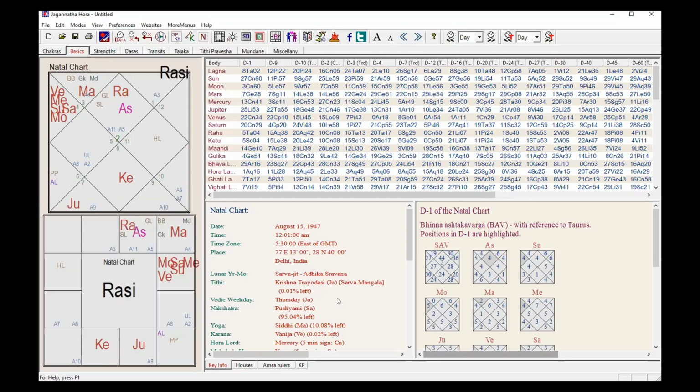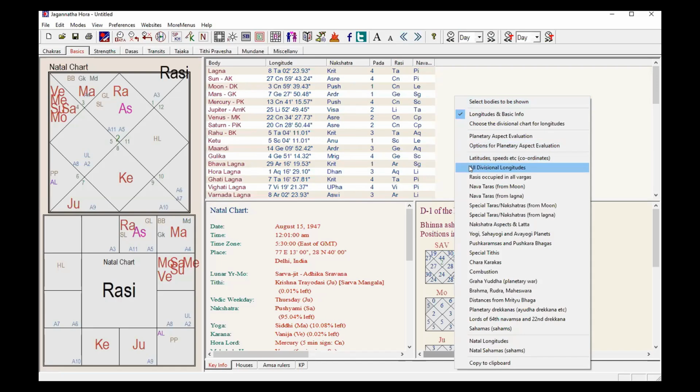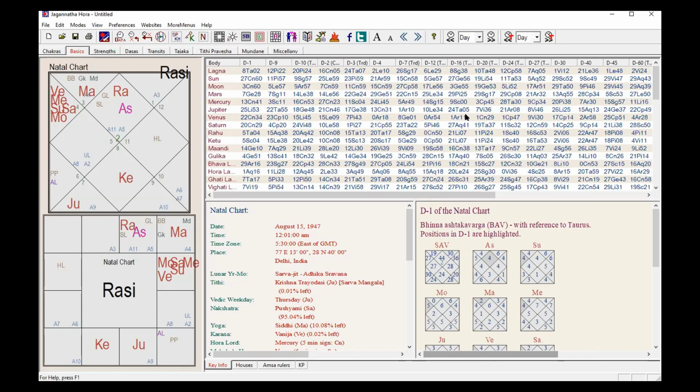So why do we need our country's chart? Because this chart will give you the basic configuration of planets. Everybody is seeing these planets and degrees. If you click here and go to all divisional longitudes, this will give you the degrees of planets in all divisional charts. If you are using any other software, you have to check the D9 degrees separately.